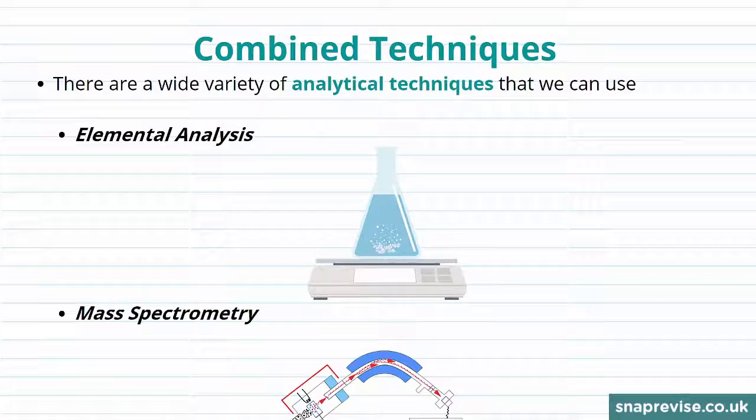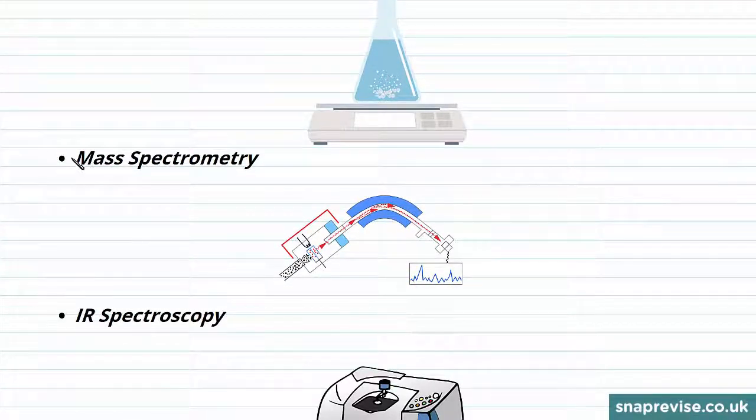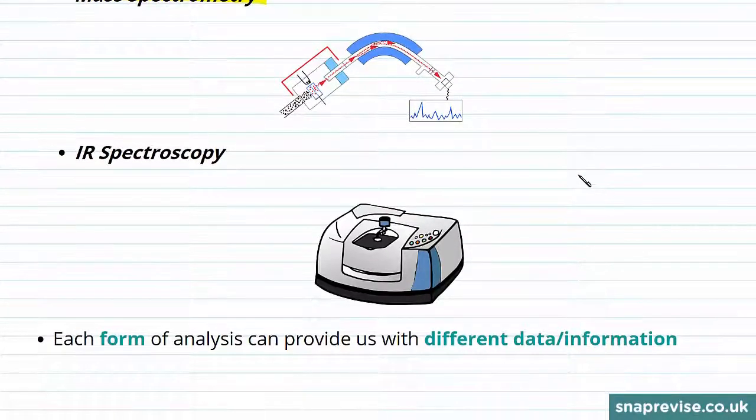4.2.4h. So how do we use combined techniques to gather detail and information about the structures of our compound? Well, there are a wide variety of analytical techniques that you will have come across. These include elemental analysis, looking at processes such as volumetric analysis and percentage composition by mass, spectrometry, and IR spectroscopy. Each form of analysis provides us with slightly different data and information about our compound.